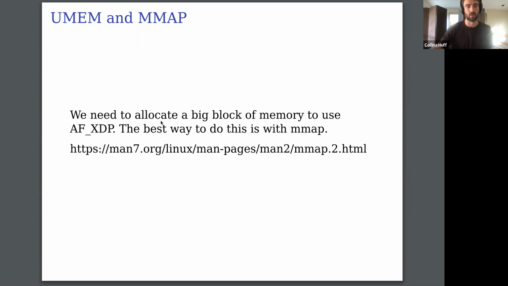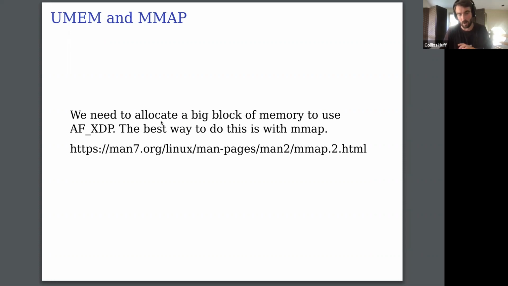The UMEM region, like I said previously, it's a big block of memory shared between user space and the kernel. We need to allocate this big block of memory somehow. So maybe we allocate it on the stack. Not necessarily a great idea because this could be a huge block of memory. Maybe it's hundreds of megs, maybe it's a gig. And you don't want to allocate that on the stack because it probably just won't work. You'll probably blow the stack and your program will crash.